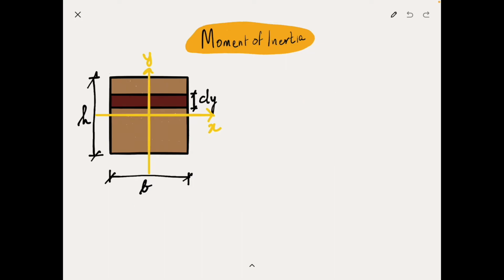Alright, so I have a rectangular cross section with height h and breadth b, and my reference axes x and y pass through the centroid of the section. For deriving the formula for moment of inertia, we would need to consider an infinitesimally small area. So for that, I have considered a small strip with height dy, such that summing these strips will give me the overall cross section area of the rectangle. Now the first step is to calculate dA. As I said, dA in this case is a small strip with height dy and breadth b, so the area dA would be b times dy.